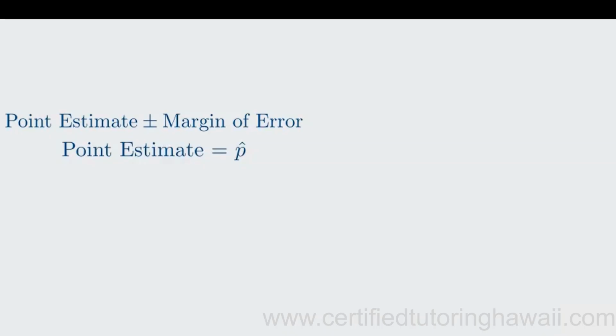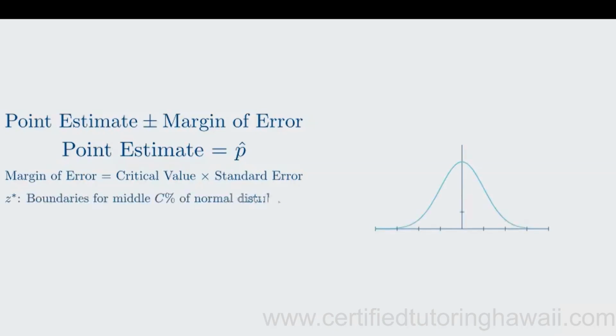Now that we have checked our conditions, let's talk about what the interval actually looks like. Every confidence interval follows a basic structure. It is a point estimate plus or minus a margin of error. For a population proportion, our point estimate is p hat, the proportion we found in our sample. The margin of error is made of two parts, a critical value and the standard error. The critical value, written as z star, depends on how confident we want to be. Usually 90, 95, or 99%.